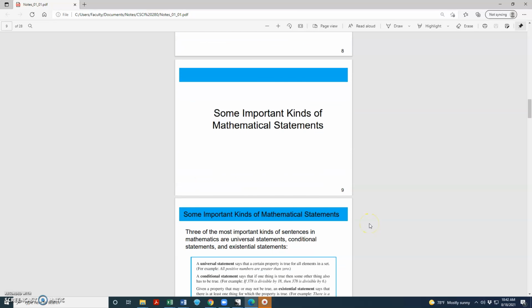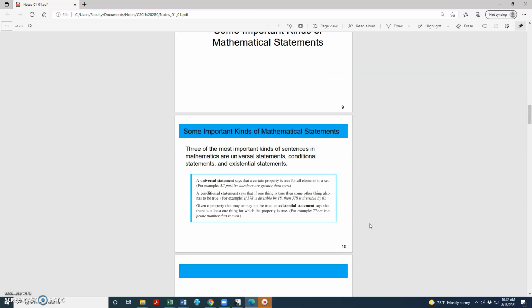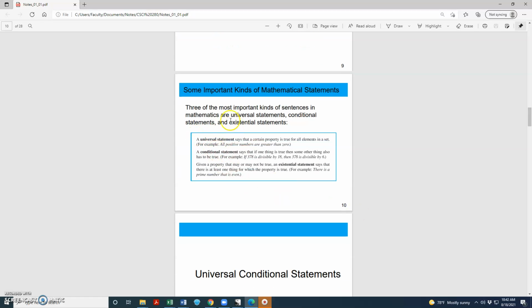All right, let's hit some important mathematical statements, and we've got three in particular. The first is the universal statement. This is when we're going to see the word all or every. So this is saying it is true of all of them. You'll notice it's not necessarily all numbers. Here we've qualified it as all positive numbers, but since we still see that word all, this is a universal statement. My next one is a conditional statement, and this is when we'll see the if-then structure.